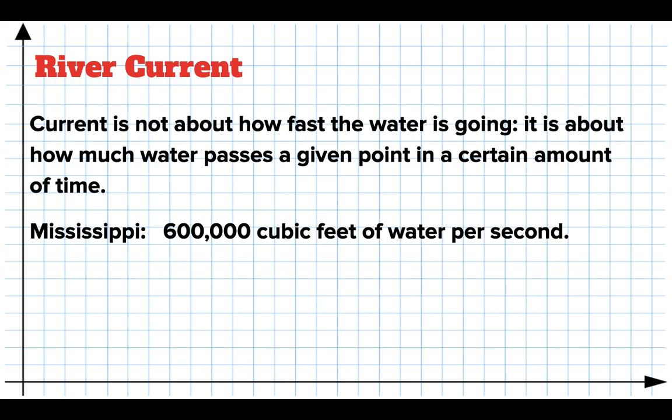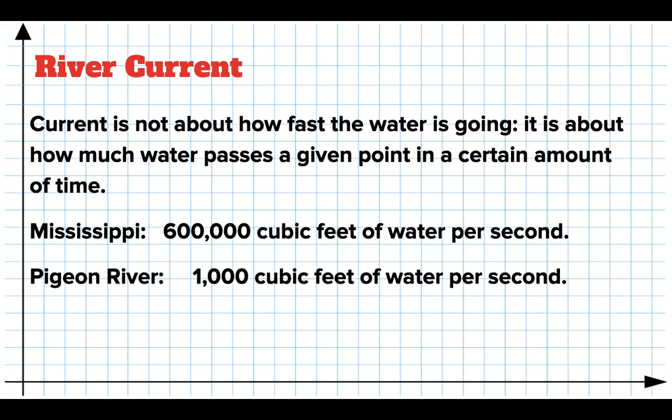So in a typical average, on the Mississippi, about 600,000 cubic feet of water pass any given point in a second. So if you were to sit there in St. Louis near the arch looking at the Mississippi River, in 1 second, 600,000 cubic feet of water would go by. On the other hand, the Pigeon River, although it's moving faster, has a much smaller amount of water going by every second. So only 1,000 cubic feet of water go by every second in the Pigeon River.